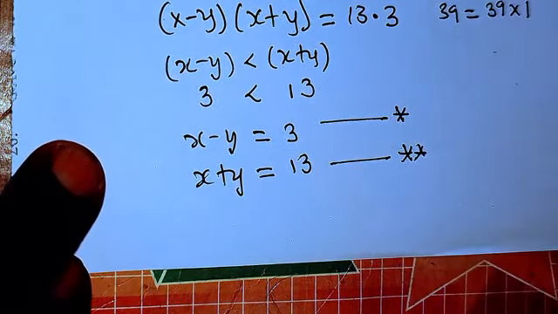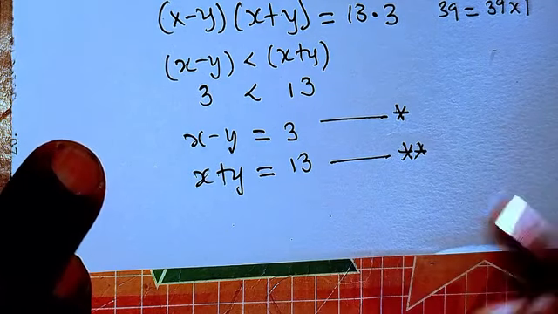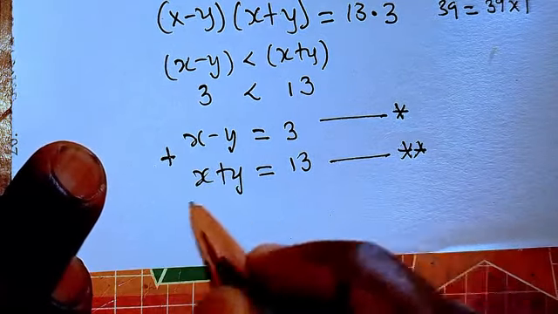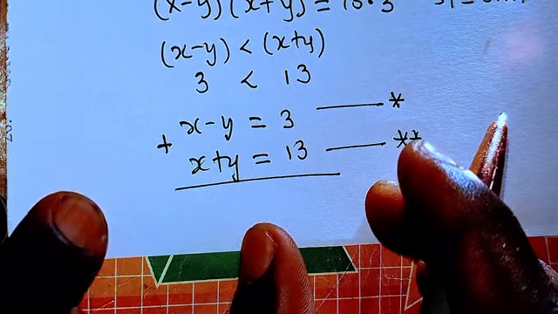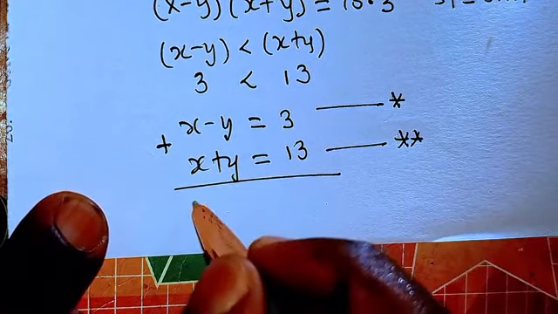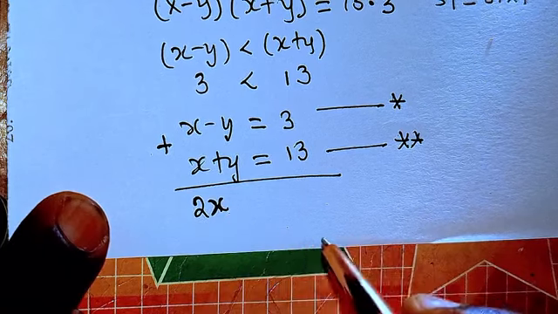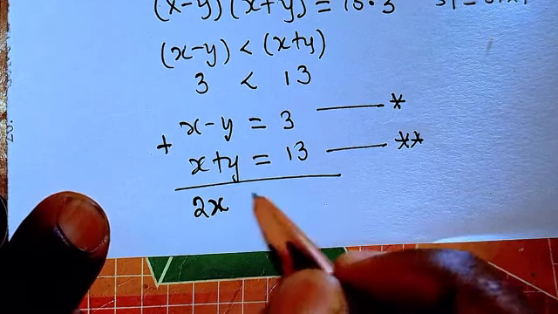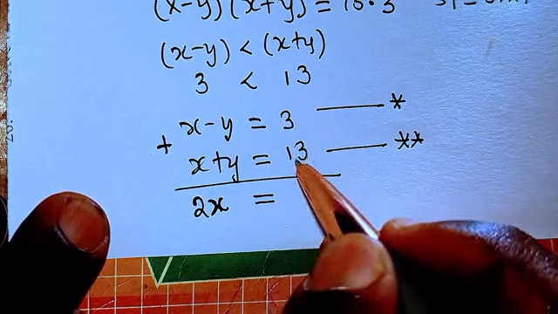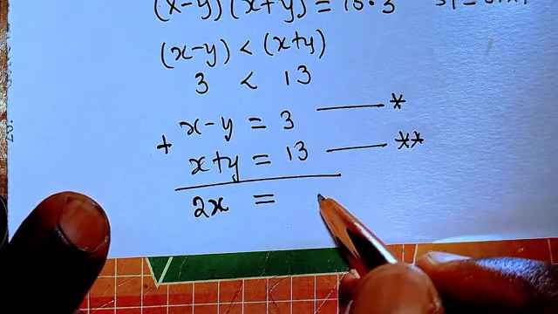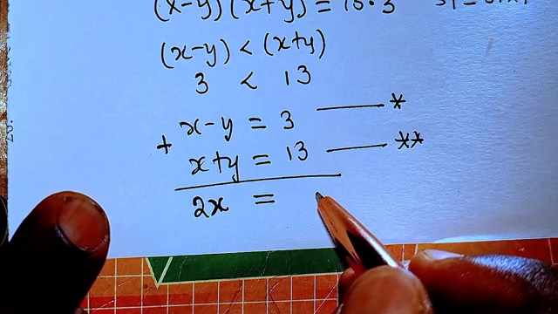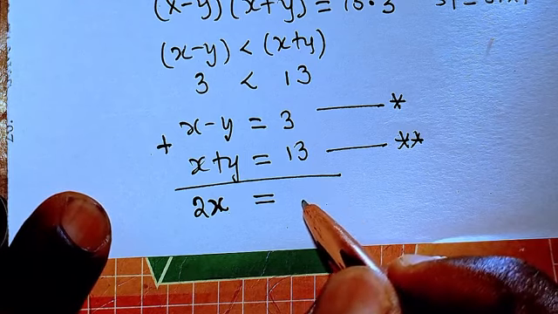We are going to solve this. Now solving this, let's try to add both equations. x plus x, I'm going to have 2x. Then here they will give me 0. Then 13 plus this, we're going to have what? We're going to have 16.